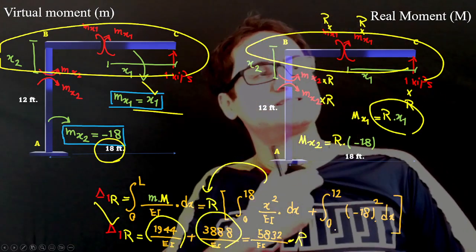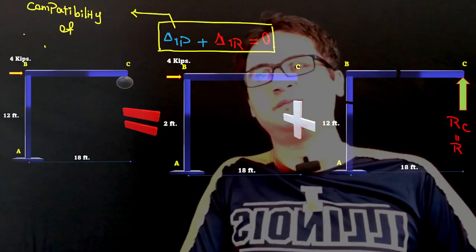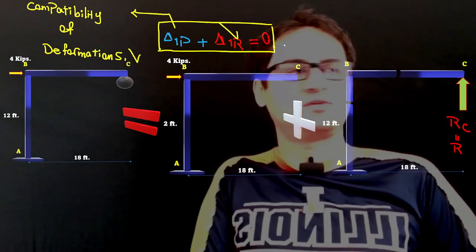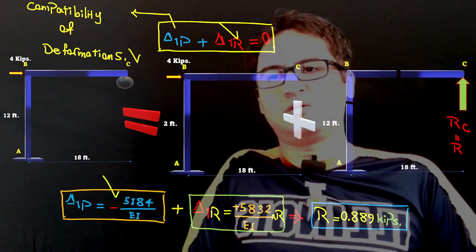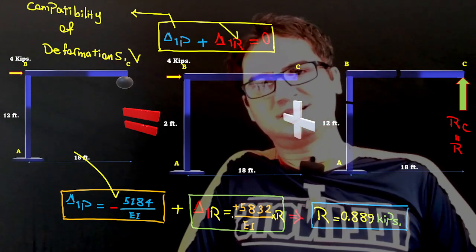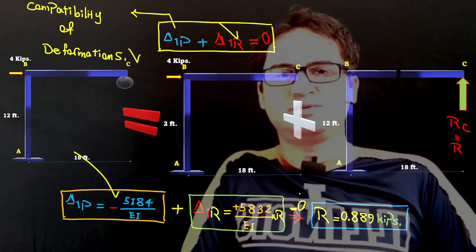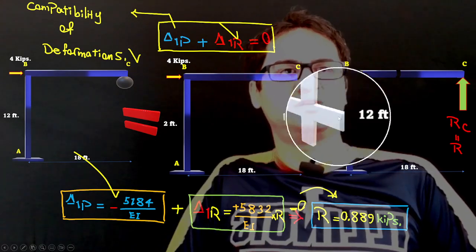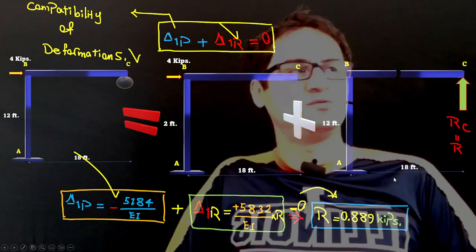Then by simply applying superposition, the compatibility of deformations gives us delta 1P plus delta 1 redundant reaction goes 0. We already have our delta 1P from the first part of the problem, plus delta 1R, they should go 0. So if this is 0, then it gives us the reaction at support C, which we are looking for, equal to 0.889 kilopounds.